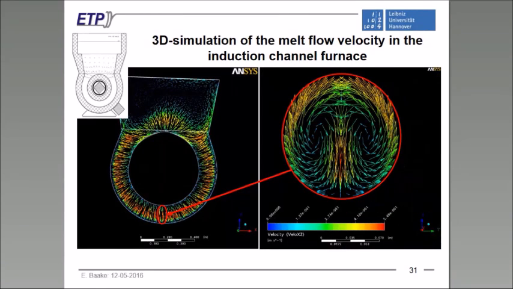And here you can see, if we look at the complete channel, that we found these flow eddies along the whole channel itself, and the heat and mass transfer between these very turbulent flow eddies. This is the reason for the good operation behavior, so for the heat transport from the channel itself up to the furnace bath, which is very important for the operation of such an induction channel furnace. And these are results of 3D simulations we have done.